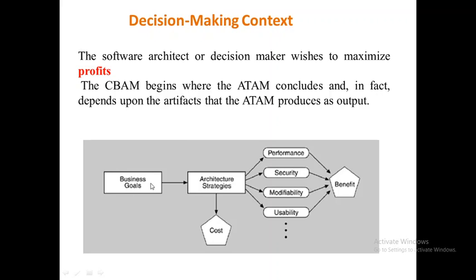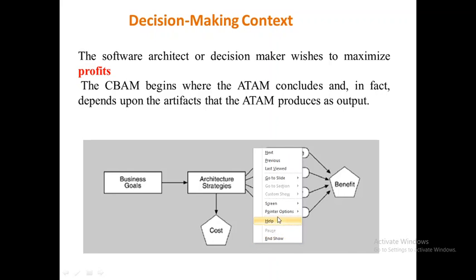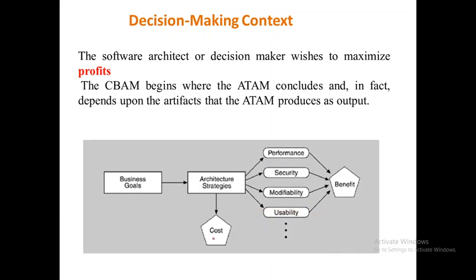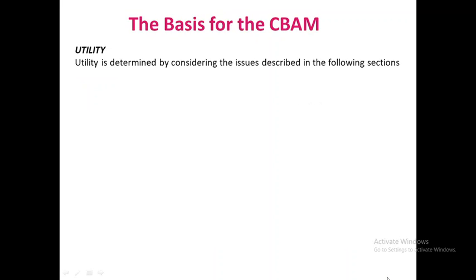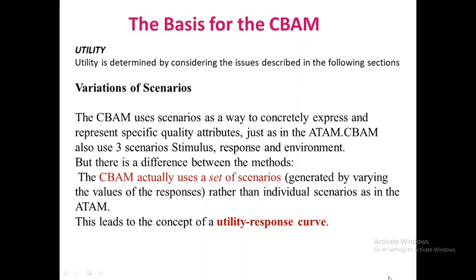So you see business goals, architectural strategies, and cost as the criteria. Along with these quality criteria, they are also focusing on the benefits, cost and benefits. So already you know the quality attributes. Along with the quality attributes, this architecture is focusing on cost and benefits. In the examination, the diagram plays an important role. The basis for CBAM is utility. It is determined by considering the issues described in this part.